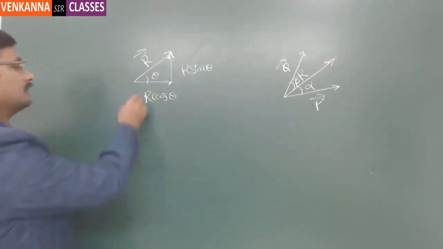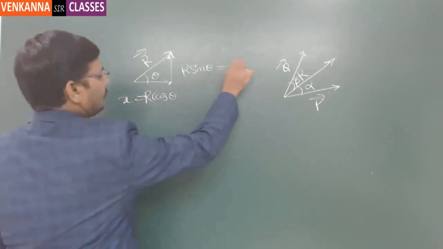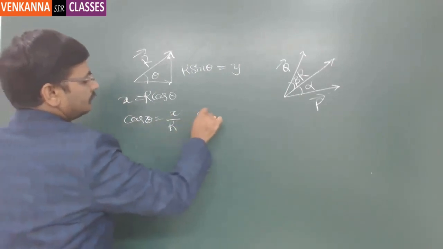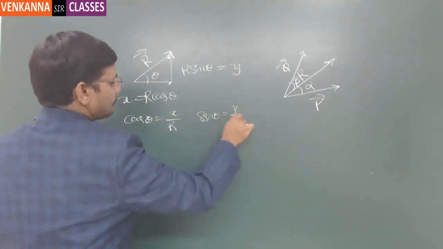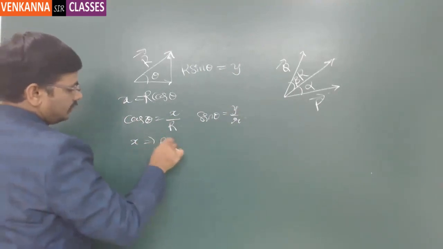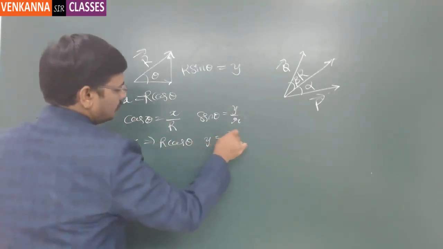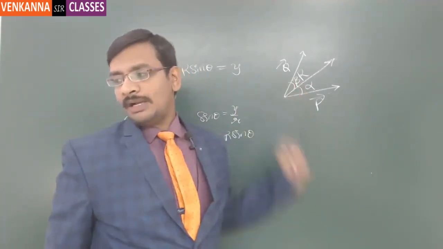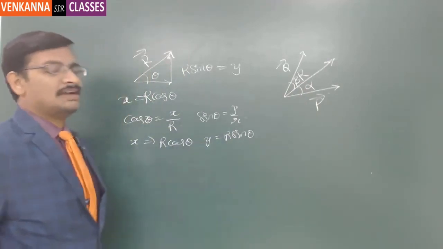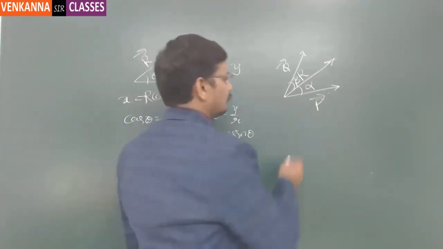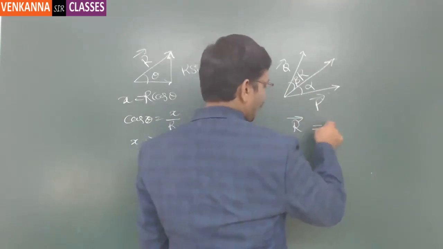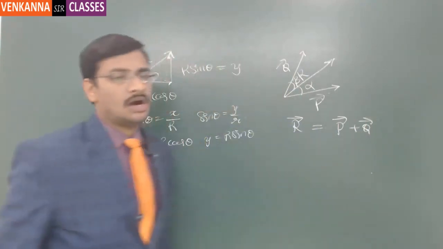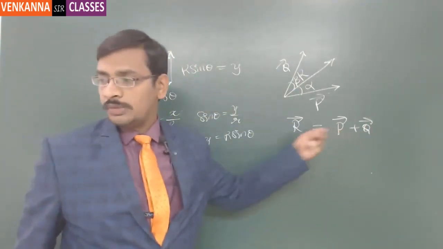For the perpendicular case it is straightforward. This is x and this is y. Cos theta equals x by r and sin theta equals y by r, so x is equal to r cos theta and y equals r sin theta. But now I am asking to divide this vector into angles alpha and beta. To handle this kind of problem, I will give you a simple approach. See this: r should be equal to p plus q. This is a basic condition because we are dividing the vector r into two components whose sum should be equal to r.